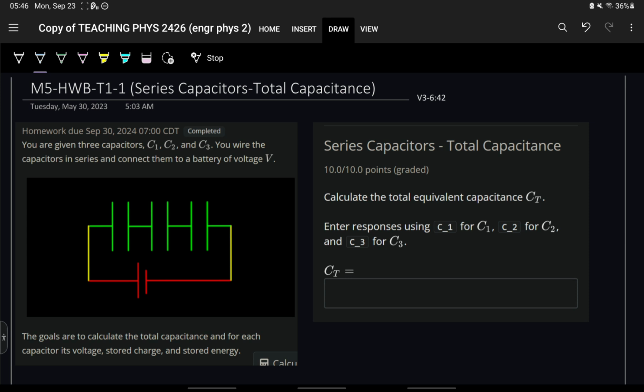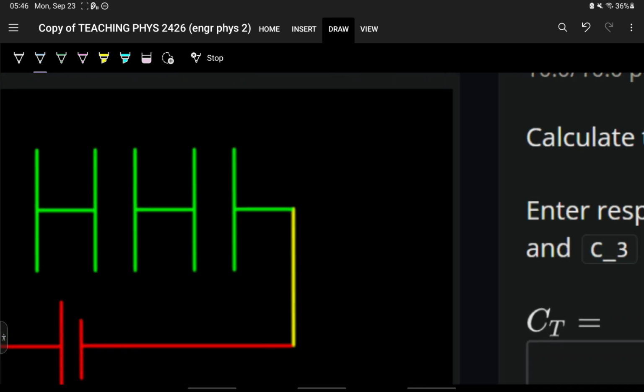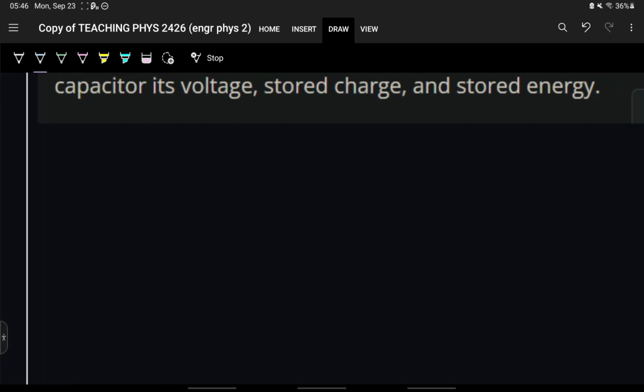We're currently looking at Module 5, Homework B, Tab 1, Part 1, Series Capacitors Total Capacitance. So, for capacitors in series, the total charge stored by each capacitor is the same, and we let the charge on each capacitor be denoted by capital Q. And given that the voltage across the entire series combination is capital V, the voltage across each capacitor V1, V2, and V3 must sum up to V since the voltage adds in series. So that's capital V is equal to V1 plus V2 plus V3.